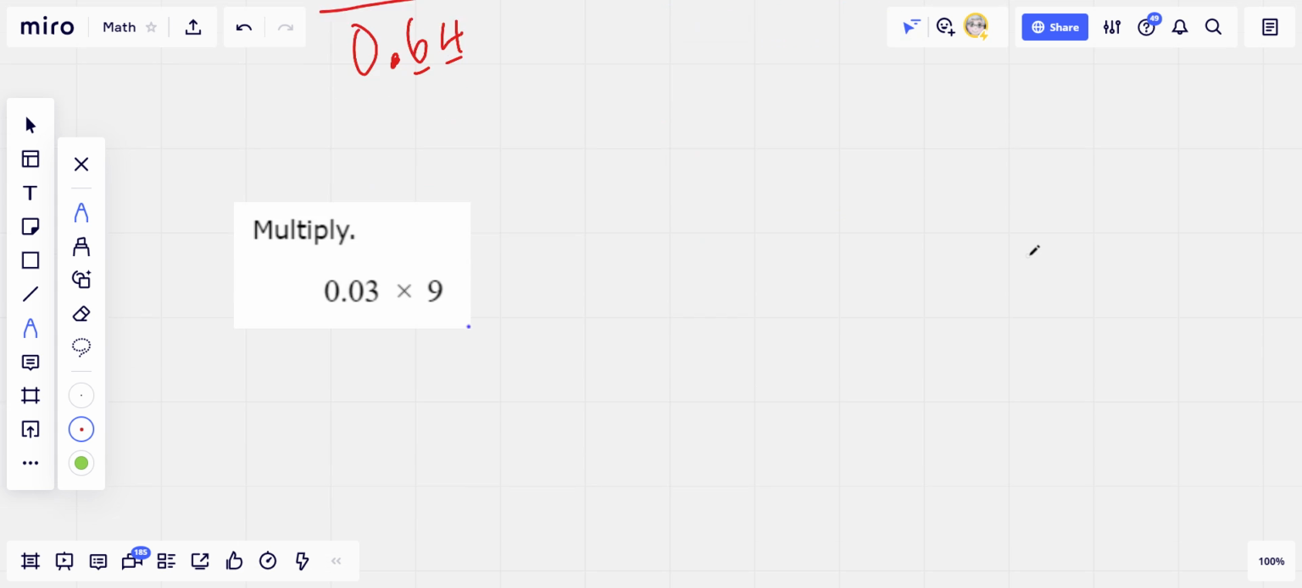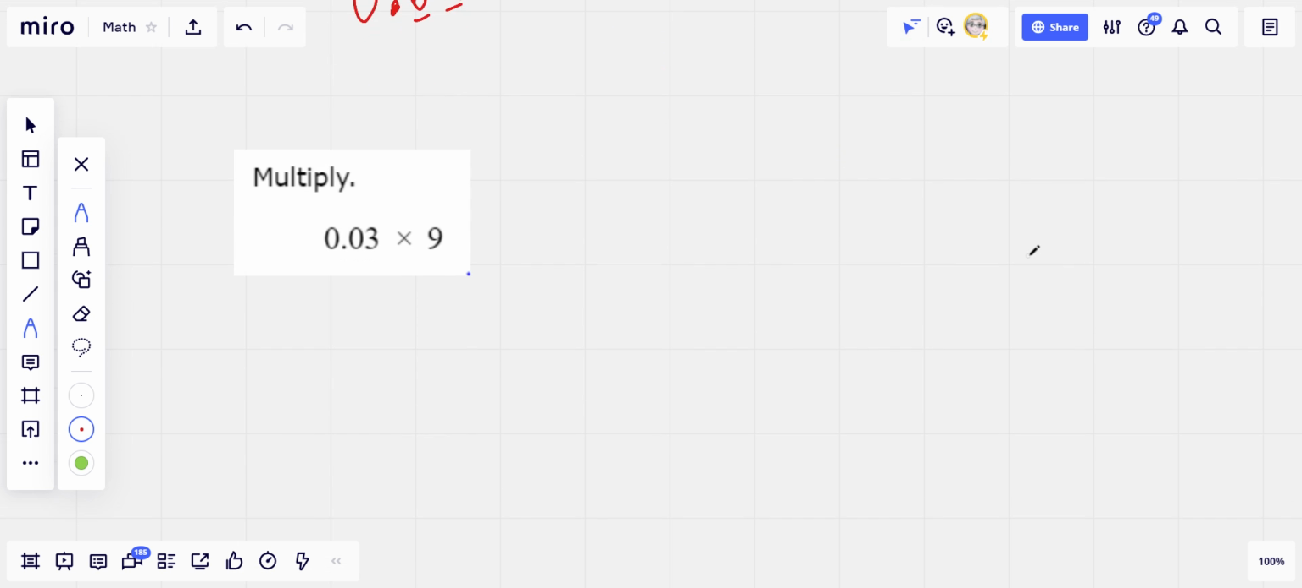Okay, let's try another one. So this time we've got 0.03 times 9. So let's go ahead and set that up like a normal multiplication problem. 0.03 times 9. And I'm going to go ahead and multiply 9 times 3. That's 27. And because the rest of these are zeros, we're going to ignore them. And so I'm not carrying the 2 anywhere. I'm just putting the whole 27 down here.